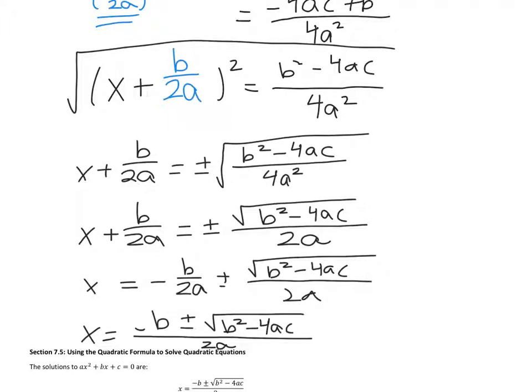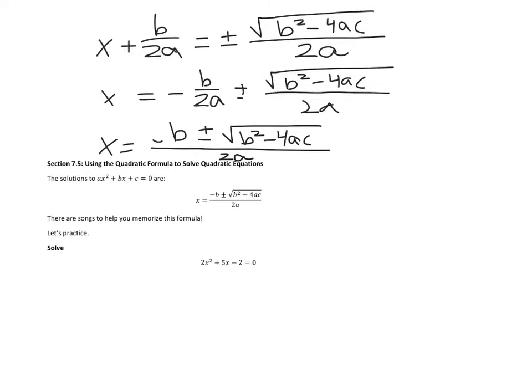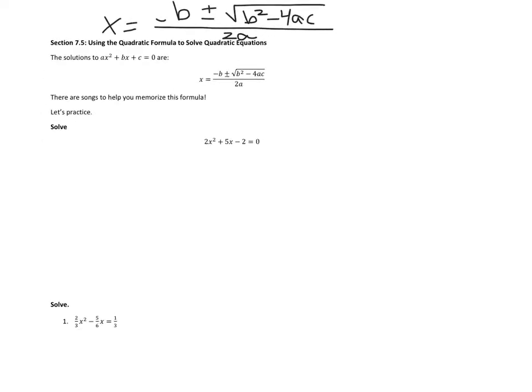Okay, and then that brings us to section 7.5. In 7.5, we're looking at the quadratic formula, and that's exactly what we just proved. So we're going to be using the quadratic formula now to solve quadratic equations. We just showed that the solutions to ax squared plus bx plus c equals 0 are this. And this is something to memorize: x equals the opposite of b plus or minus the square root of b squared minus 4ac, all over 2a. I have included links to help you memorize this formula. Some people like to do Row, Row, Row Your Boat, or Pop Goes the Weasel. Whatever you need to do, just memorize it.